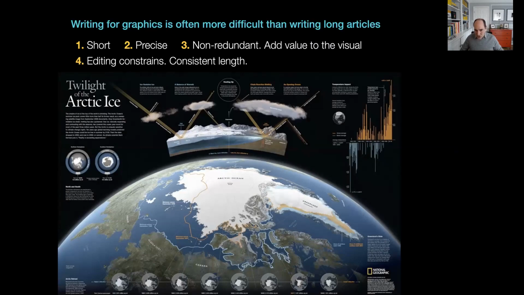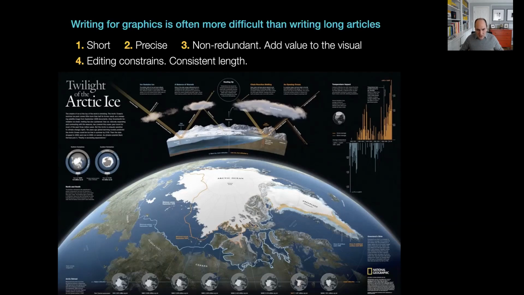You need to be very short, precise, and non-redundant, meaning don't say what is already seen in the visual. If you see a line graph that is going up, don't say the number is increasing. We already see that. So it needs to add value to the visual. And of course, we need to have some editing constraints.